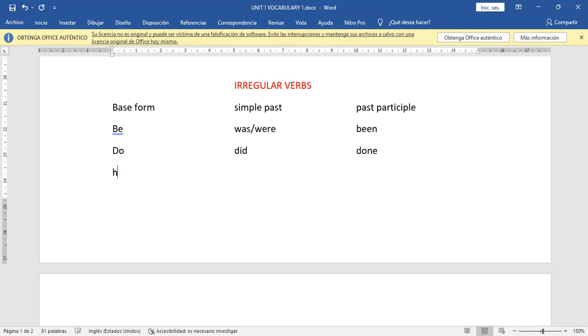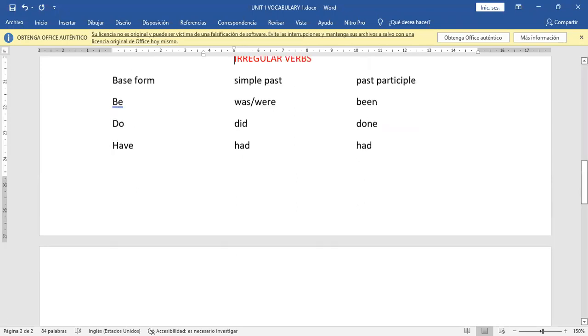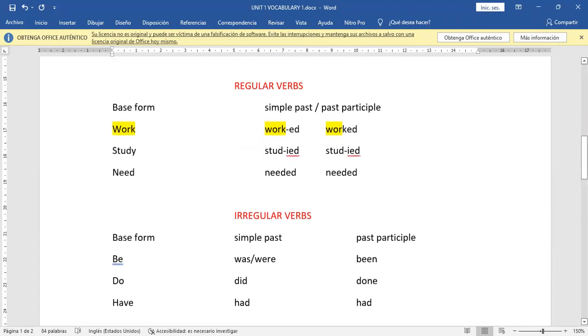Okay, what about have? Had. That's right. Past participle? Had. Also had. Yes. Thank you. That is the difference between regular and irregular verbs. Now pay attention.